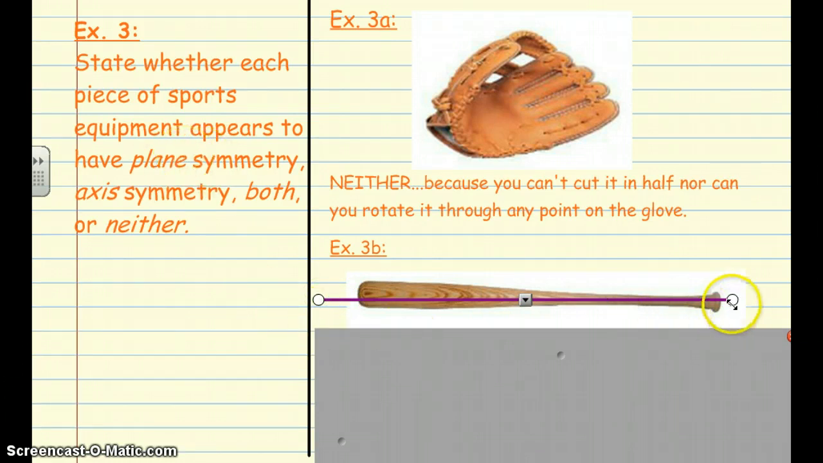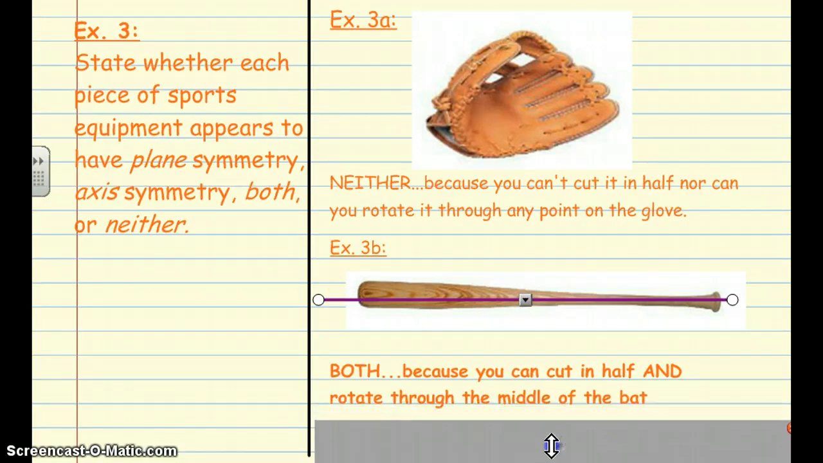And not only that, but imagine if we were to stand that bat up on end and drill a hole down through the grip, all the way through the bottom of the bat, we could rotate that bat around and it would still look like the exact same bat. So we say that it has both plane and axis symmetry because, again, we can cut that bat in half and then we can also drill a hole through the middle of it and rotate it around. So there you have it, folks. Pretty straightforward with line and rotational symmetry.